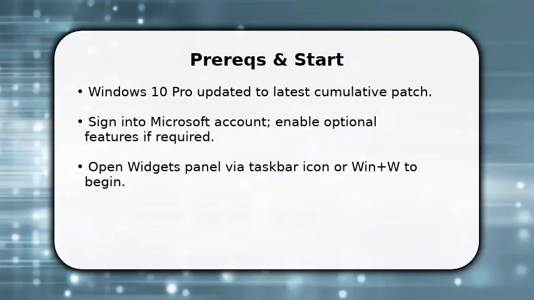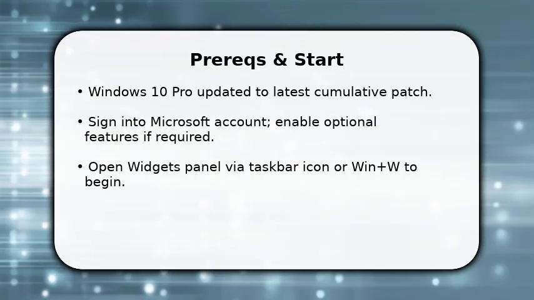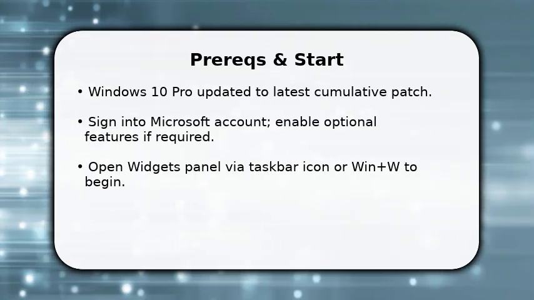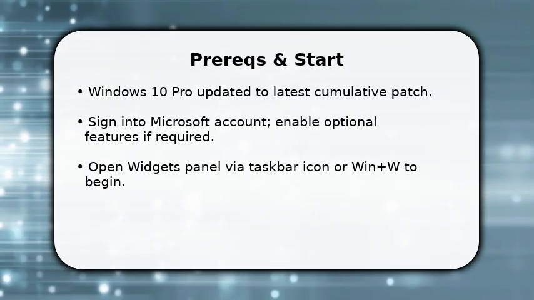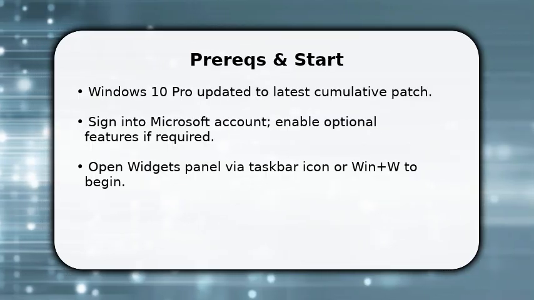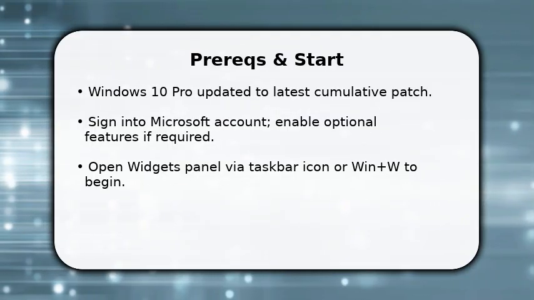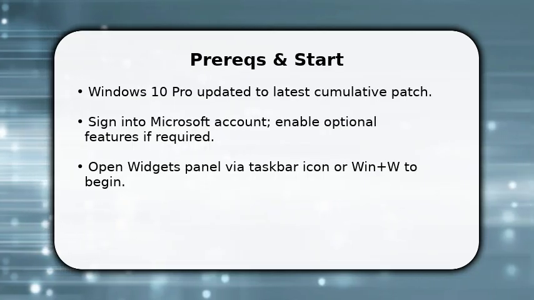You're ready to add widgets now. First, confirm Windows 10 Pro is updated and you're signed into your Microsoft account. Once done, make sure the widgets icon is visible on the taskbar. If not, right-click the taskbar and enable it.